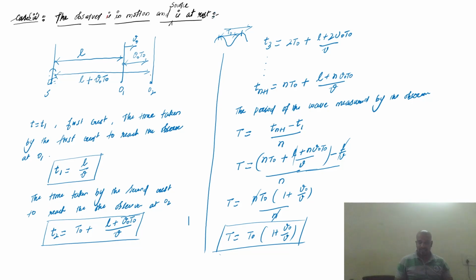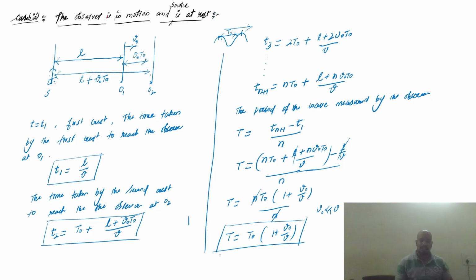Here t naught represents the original time period of the wave at the rest frame. v naught represents the velocity of the observer. V represents the velocity of the sound wave. But here v naught by V is less than 1. Anyway, we are assuming the velocity of the observer is always less than the velocity of the sound waves. So for this case, 1 plus something less than 1, the quantity inside the bracket will be greater than 1, times the t naught.